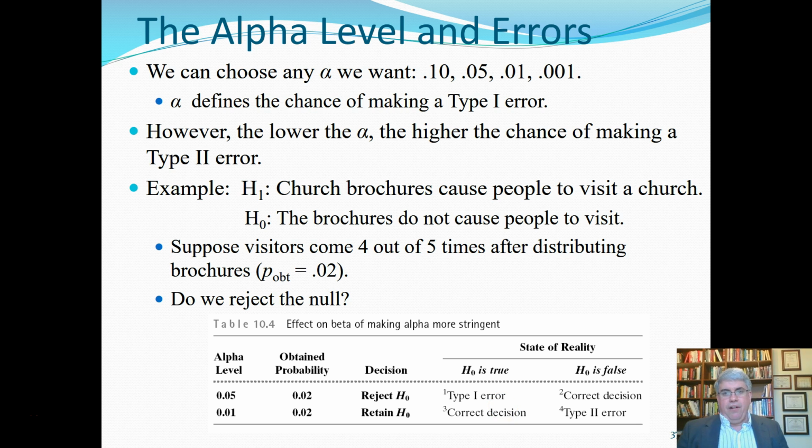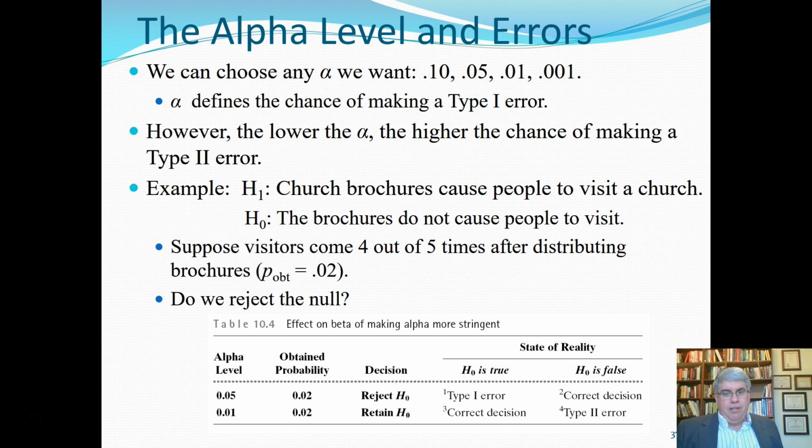Now let's look at the alpha level and errors. We can choose any alpha that we want: 0.10 or 10%, 5%, 1%, 0.001. We get to choose the alpha level and the chance of making the type 1 error. However, now you might be thinking, oh, well, let's choose a really, really low level so we don't make any errors. However, the lower the alpha level, the bigger the chance of making a type 2 error.